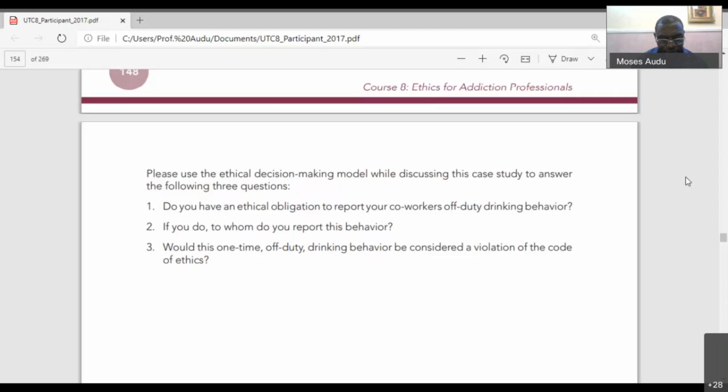Can I say something, sir? Yes. If it was in my organization, I will not report them to the overall boss in the first place. I will report them to their immediate supervisor so that they can be cautioned and asked to adjust. But if the situation persists, then they have to be reported to the higher authority.